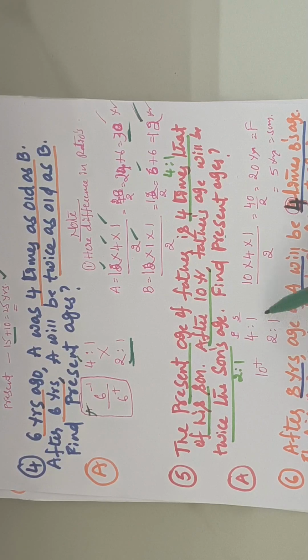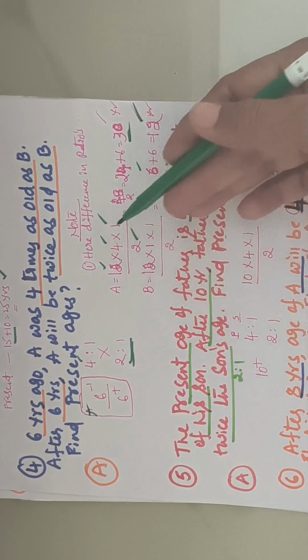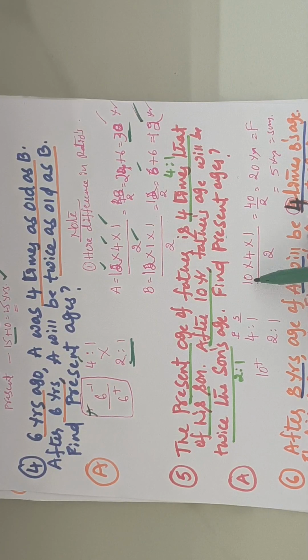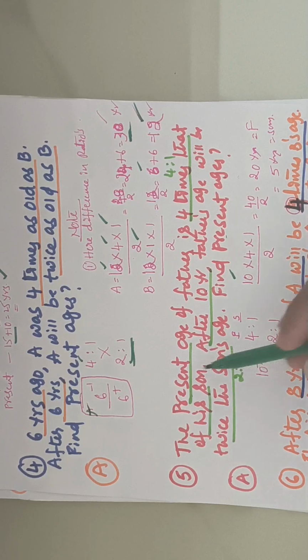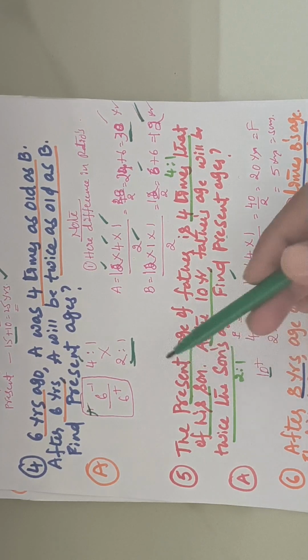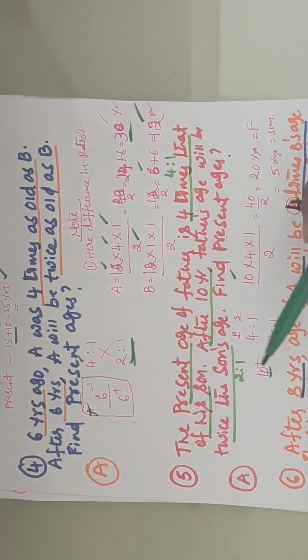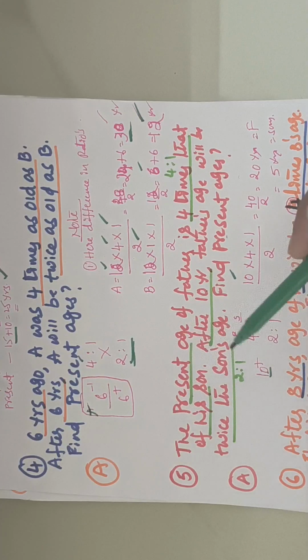Here also the ratio difference is not the same, so we have to follow the earlier problem method only. So we have to take 10. In the earlier problem it was 2: before 6 years, after 6 years, so we added 6 plus 6, 12. Here it is only 10. We should not take anything else, so 10 we have to take.